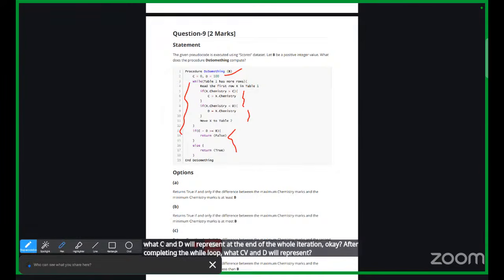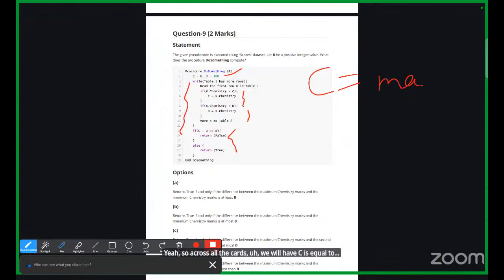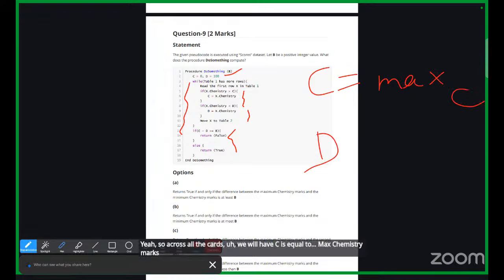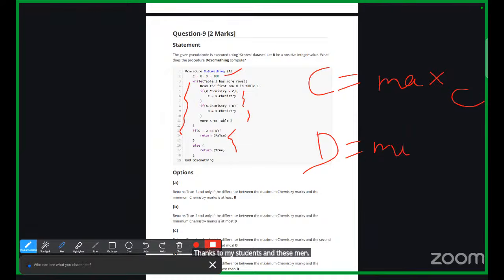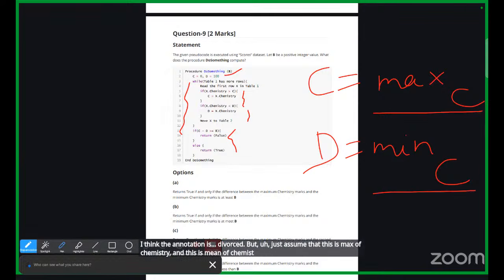So can anyone tell what C and D will have? C will represent the maximum chemistry marks, and D will represent the minimum. So across all the cards, C is equal to the max chemistry marks, and D will have the min. I think the annotation is reversed, but just assume that this is max of chemistry and this is min of chemistry. So this will be the final thing in C and D after finishing the loop.